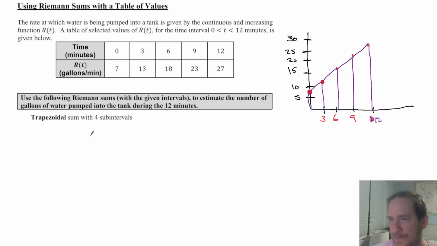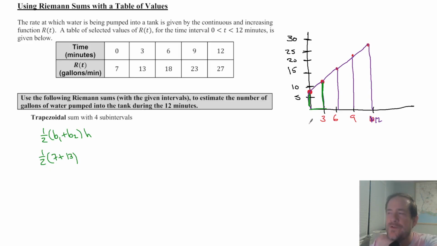Well, you've got the 4 trapezoids, and each one of them is going to be 1/2 times base 1 plus base 2 times height. So taking the first one, the 2 bases are the vertical sides, and for this first one, those heights are given by r of 0 and r of 3. So it's the 7 and the 13. So we get 1/2 times the 7 plus the 13. And the height of the trapezoid is actually the delta x. It's the horizontal distance on the x-axis. So we know that to be 3. So that's the first guy.